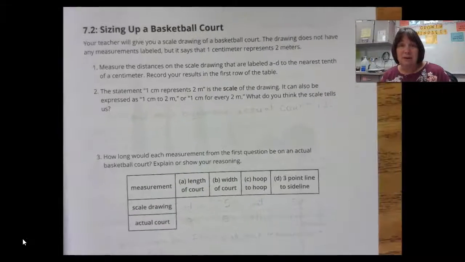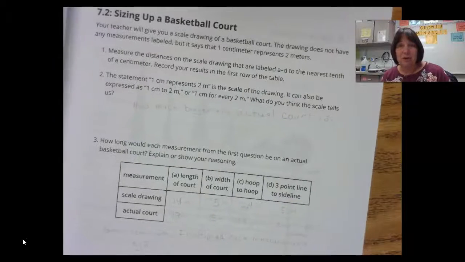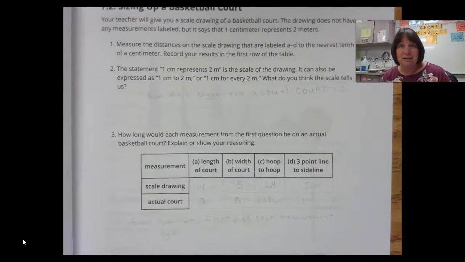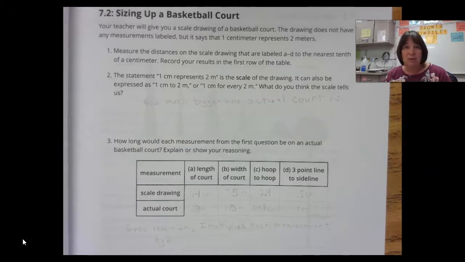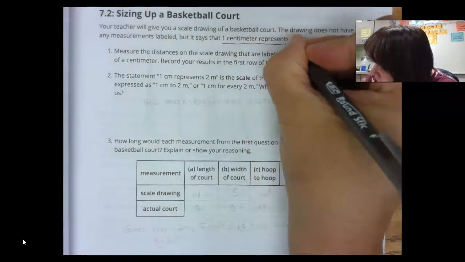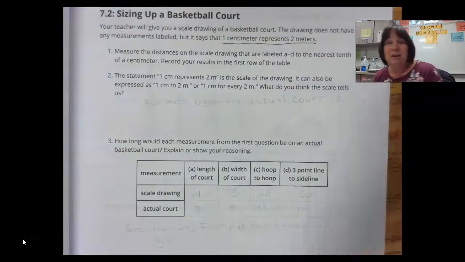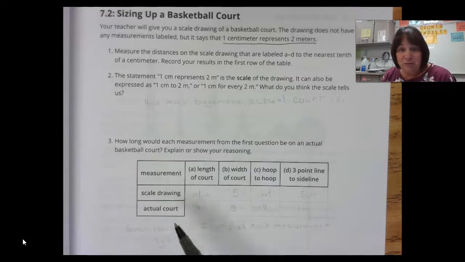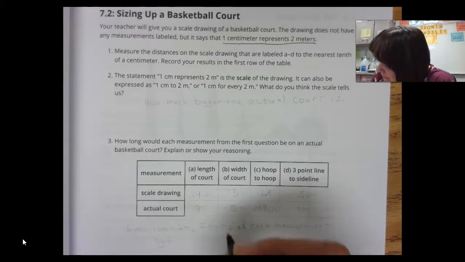Sizing up a basketball court. Okay, I'm going to give you a drawing of a court, and the scale is 1 centimeter represents 2 meters. So right up here, this is what's important that you're going to need to know. 1 centimeter represents 2 meters. So I'm going to give you the measurements of the court on the drawing. I measured them for you.